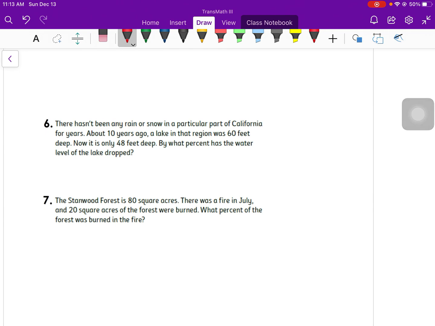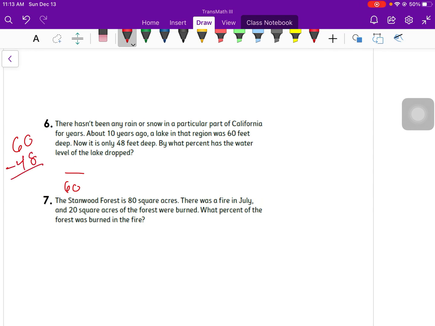Number 6, there hasn't been any rain or snow in a particular part of California for years. About 10 years ago, a lake in that region was 60 feet deep. Now it's only 48 feet deep. By what percent has the water level of the lake dropped? So this is just like that last question, pretty much identical. So my original depth was 60 feet, and now it's 48 feet.